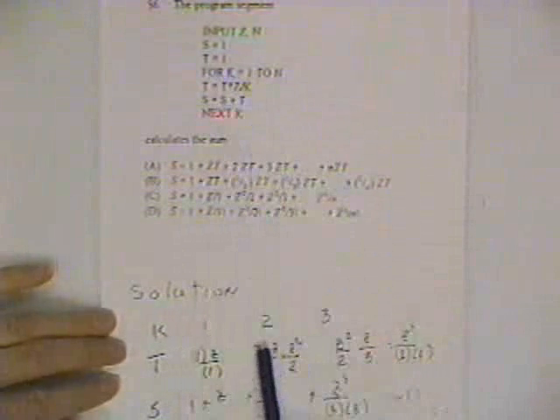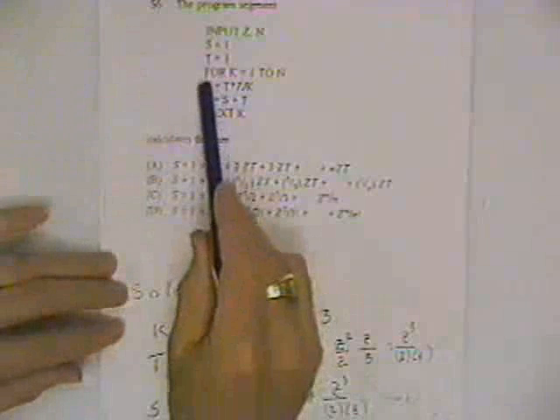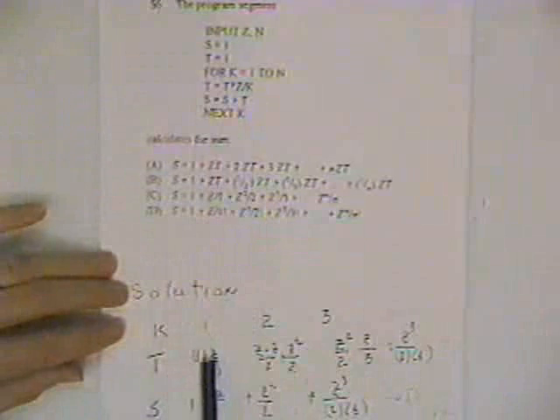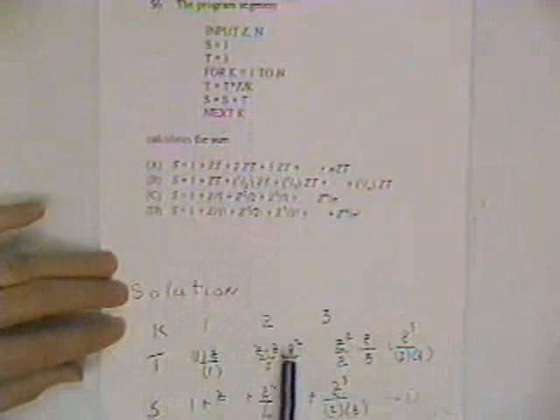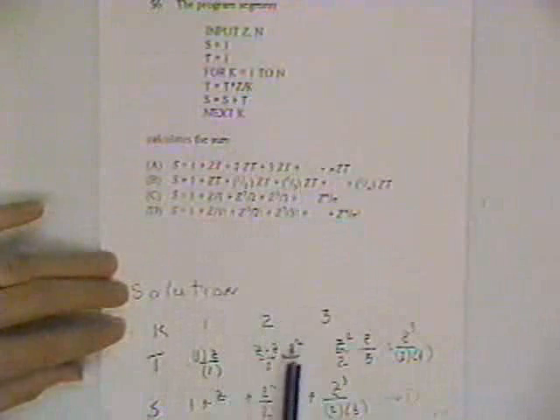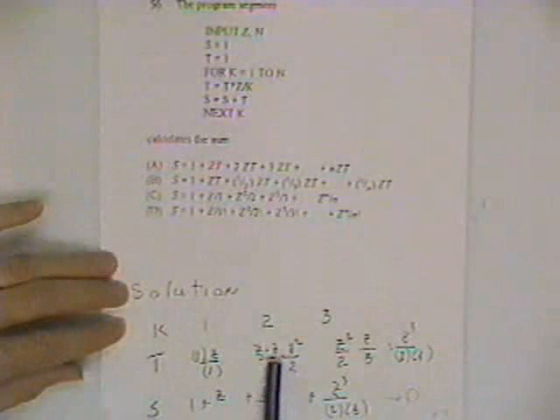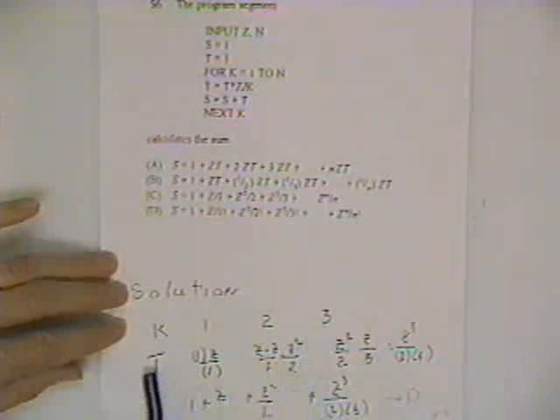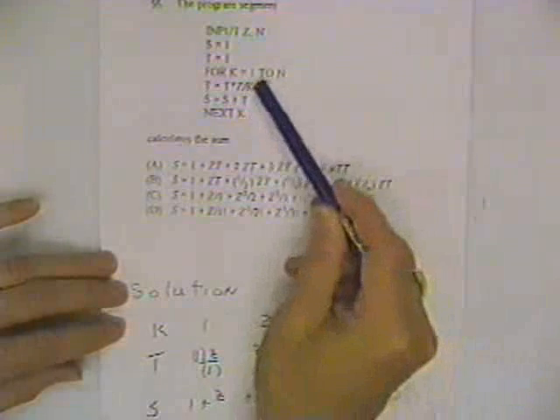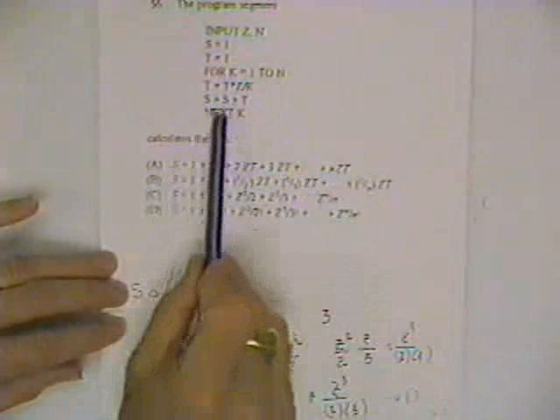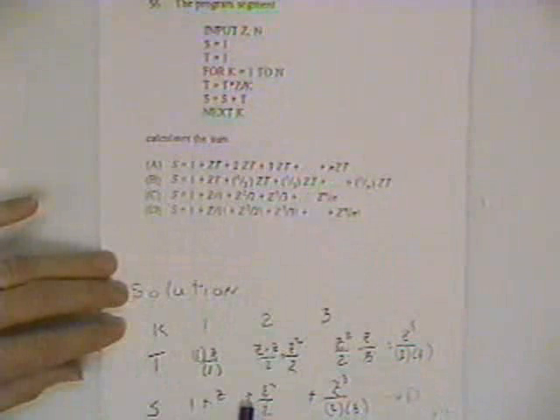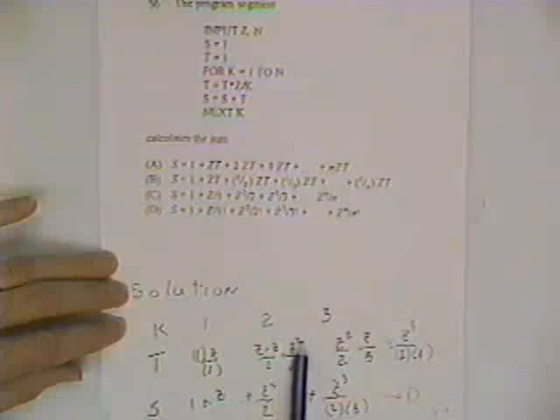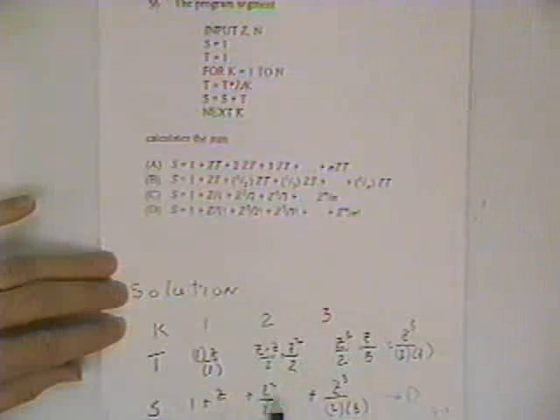Come down, we now calculate a new value for t. The new value of t is the old value of t, which is just z, times z, divided by k, and k is now equal to 2. So we have z times z divided by 2, which would be equal to z squared over 2. So z squared over 2 then is the new value for the variable t. Execution goes to the next step to calculate a new value of s. S is then equal to the old value, which is 1 plus z, plus the new current value of t, which is z squared over 2. So now s is equal to 1 plus z plus z squared over 2.